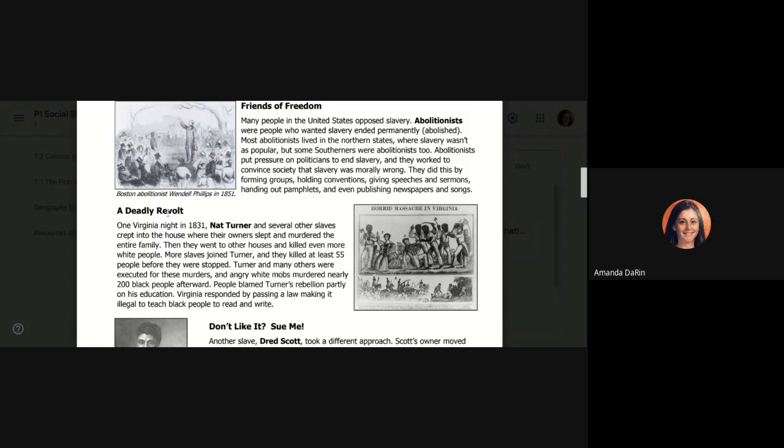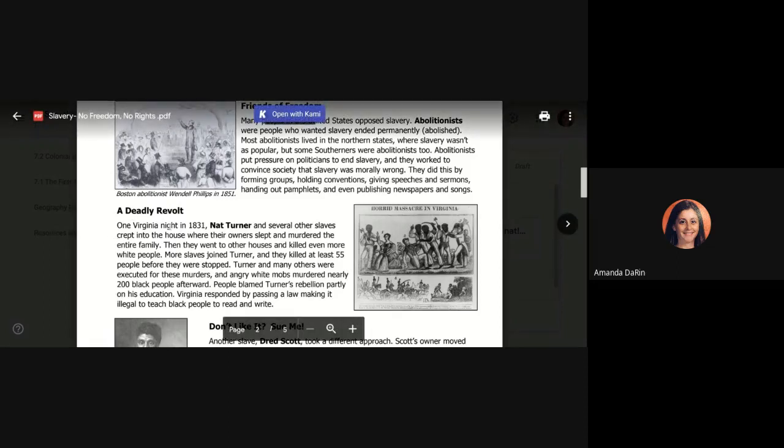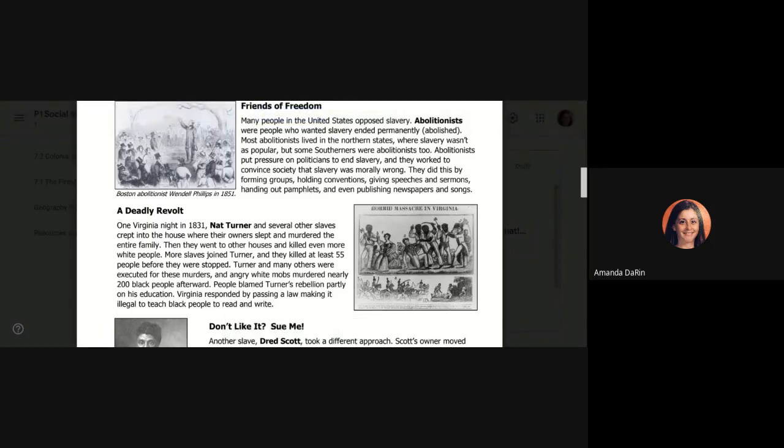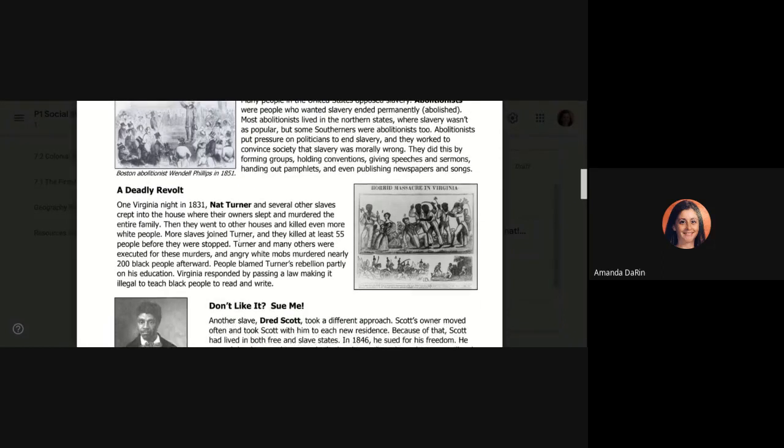A deadly revolt. One Virginia night in 1831, Nat Turner and several other slaves crept into the house where their owner slept and murdered the entire family. Then they went to other houses and killed even more white people. More slaves joined Turner, and they killed at least 55 people before they were stopped. Turner and many others were executed for these murders, and angry white mobs murdered nearly 200 black people afterward.